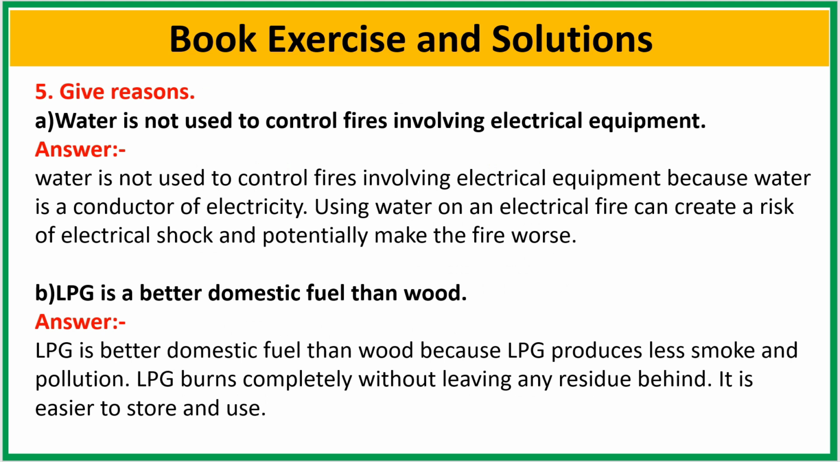Question number 5. Water is not used to control fires involving electrical equipment. Answer, water is not used to control fires involving electrical equipment because water is a conductor of electricity. Using water on an electrical fire can create a risk of electrical shock and potentially make the fire worse. So instead of water, we can use carbon dioxide. Next question, LPG is a better domestic fuel than wood. Answer, LPG is a better domestic fuel than wood because LPG produces less smoke and pollution. LPG burns completely without leaving any residue behind. It is easier to store and use.